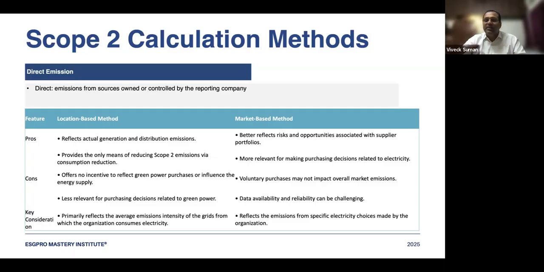So अगर आप महाराष्ट्र में हैं तो महाराष्ट्र का कोल पावर से जनरेशन, ट्रांसमिशन में लॉसेस, everything they will account for, and then they will give you a number called the emission factor for your electricity if you are doing location-based. But if you want to follow market-based, उसका पहला advantage है, it better reflects the risk and opportunity associated with the supplier portfolio.